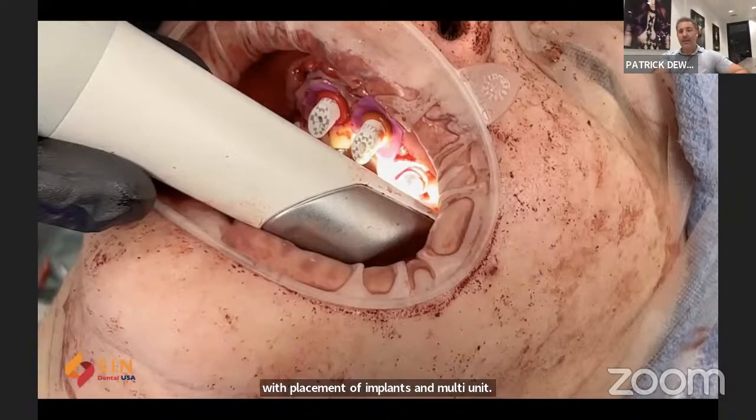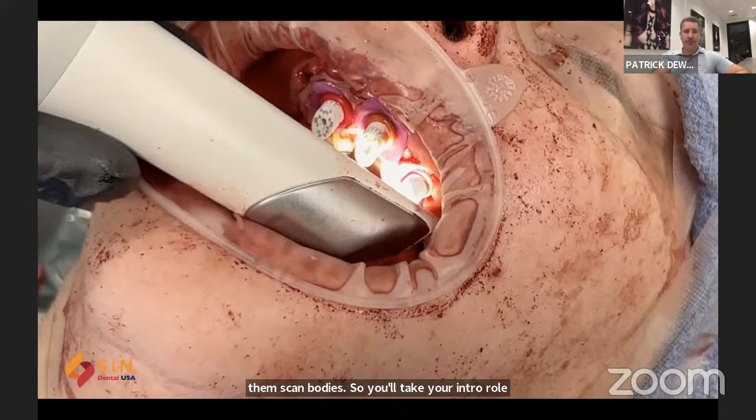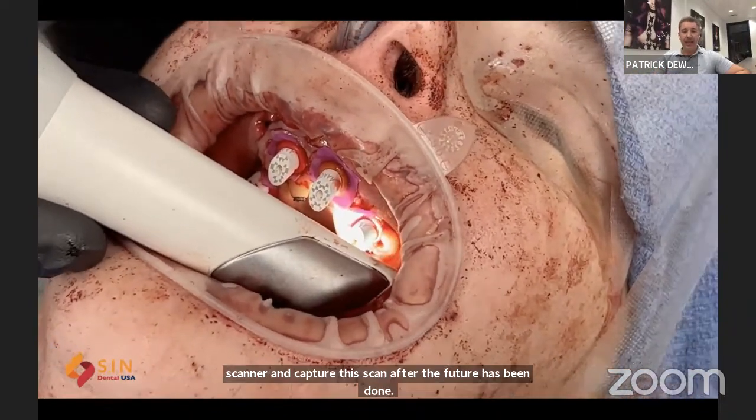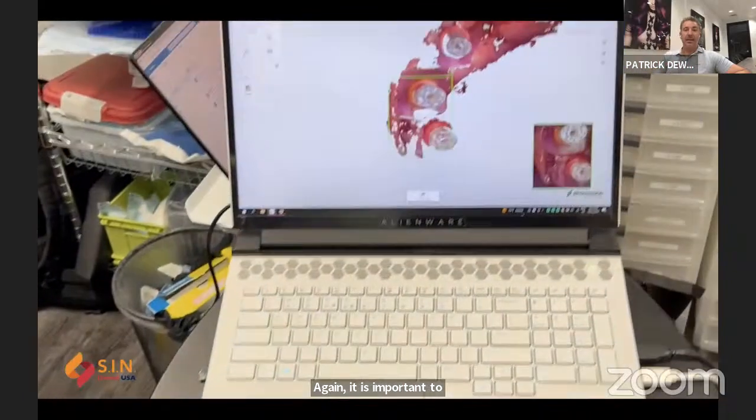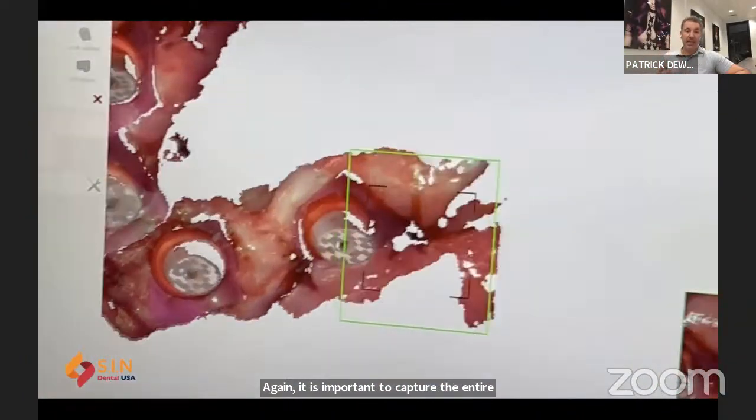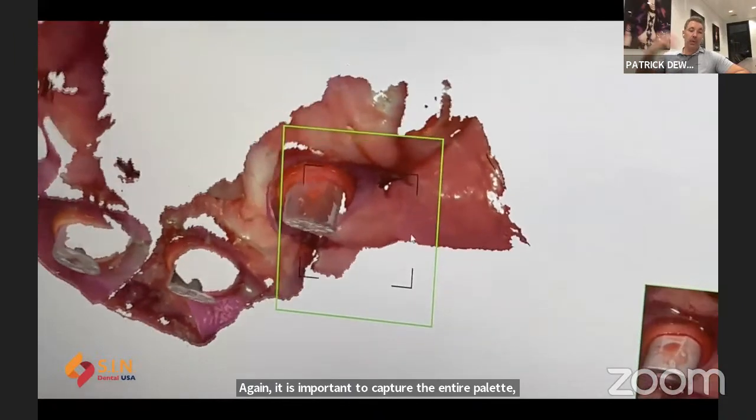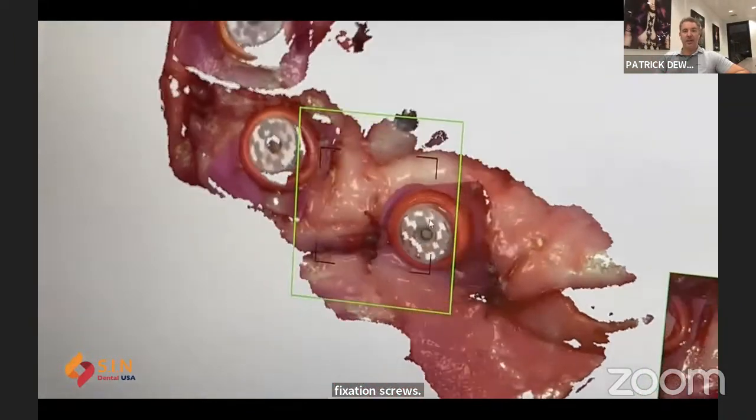Now, if you're not a power user and if you're just getting into this, I would highly recommend just suturing around the multi-unit scan bodies. Those are the white caps here, not the iCam bodies. They're called the micromapper scan bodies. A lot of people call them the QR codes, but we just call them scan bodies. So you'll take your intraoral scanner and capture this scan after the suture's been done. Again, it is important to capture the entire palate, entire retromolar pads, so you can relate those bone fixation screws to the pre-op vertical. And I'll show you that again here in just a moment.